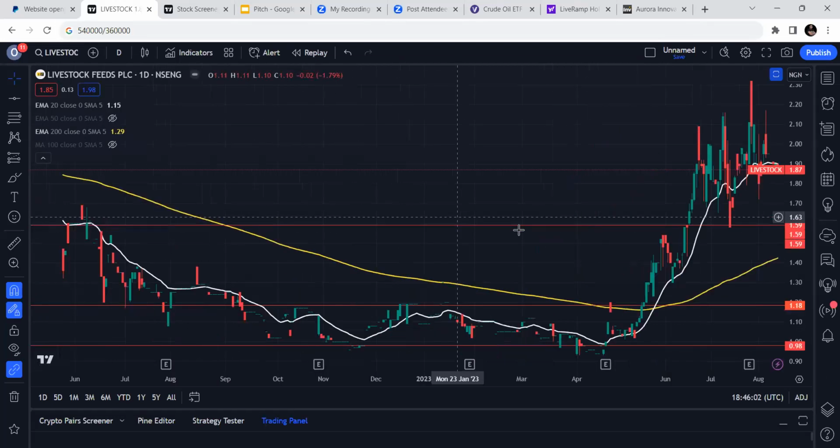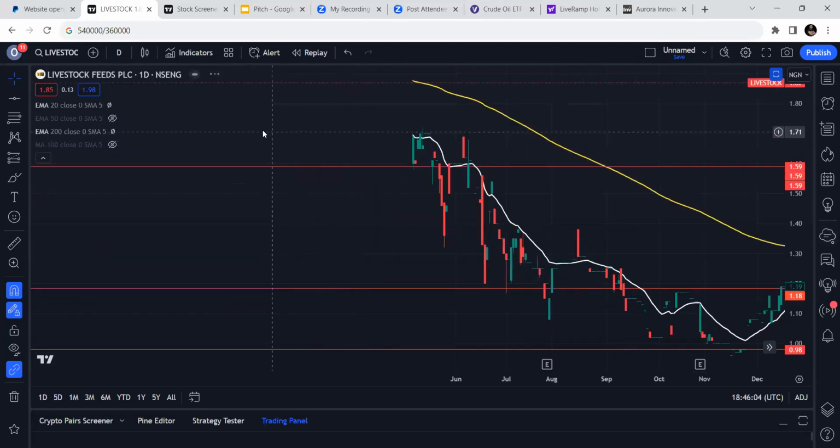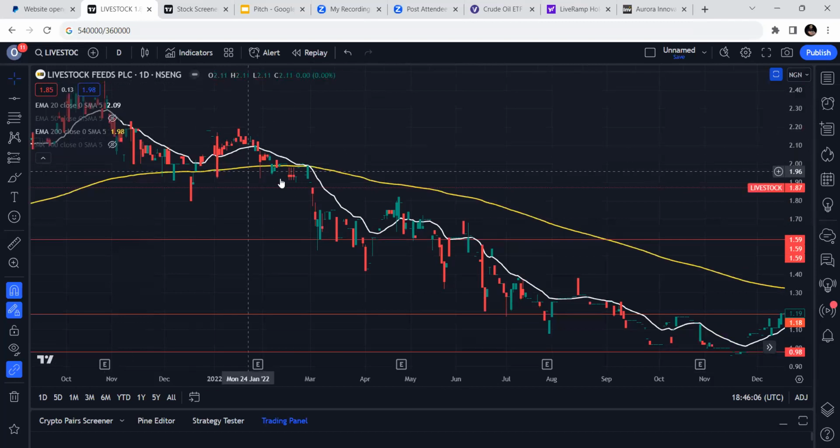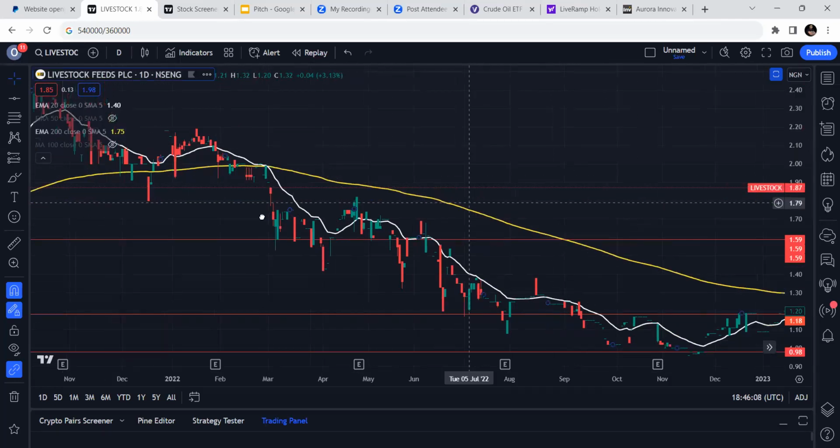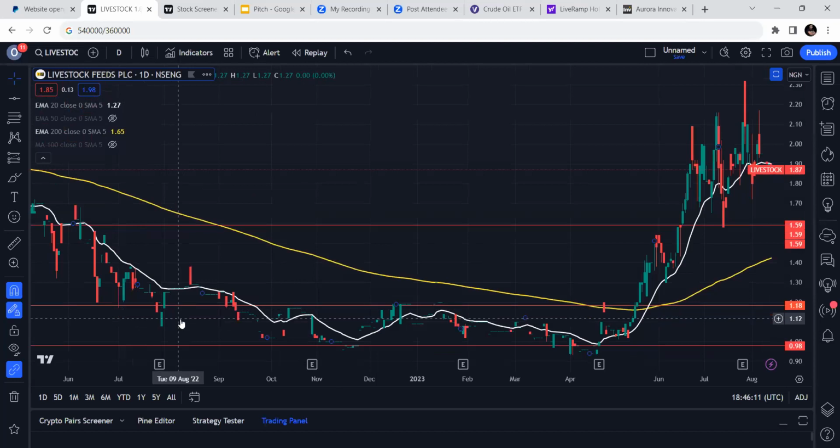Look at livestock. Let's go back. Look at the decline stage. Can you see? Livestock went into accumulation. Can you see? From July 2022, livestock had been in accumulation. I've been watching the stock for a long time.